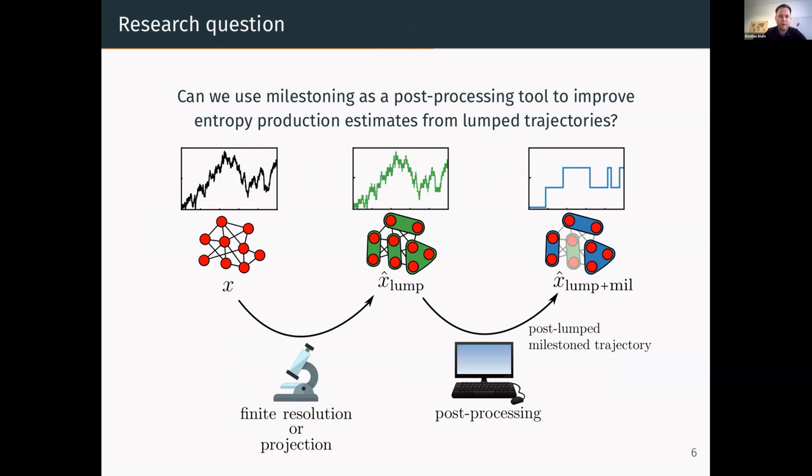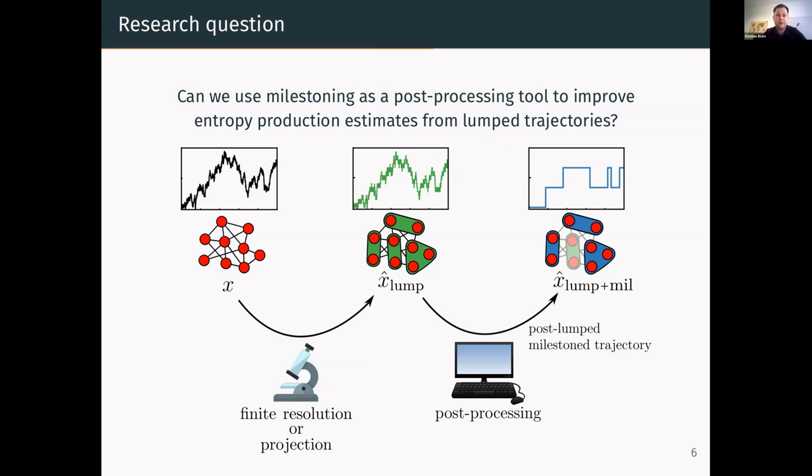So the idea is as follows. Suppose you have a microscopic Markov network, which due to some, as I said, resolution or projection is now lumped. So certain states are grouped together. Can I now apply milestoning after the lumping such that I can improve my entropy production estimate? So lumping here is really a thing which you can do yourself on your computer, whereas milestoning comes really from the observation you make of the trajectory.